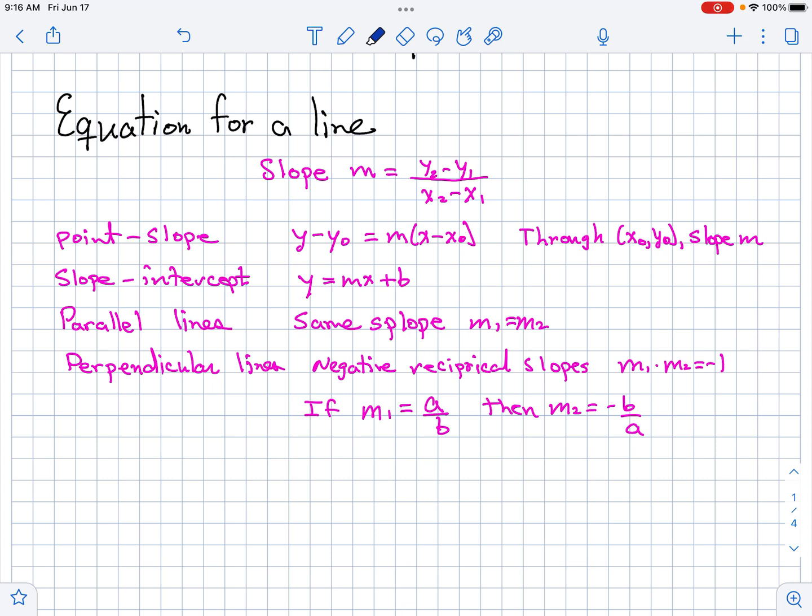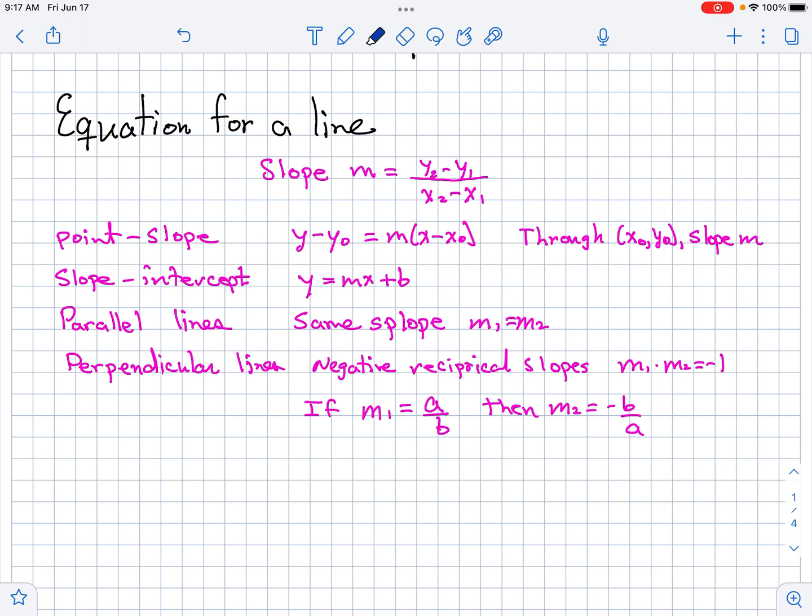Okay? Then you need to be able to write equations for lines. The point-slope form of a line, where if you're given a point and a slope, you can write it. And I've got them all listed here. The slope-intercept form is when you just take the point-slope form and solve for y. Remember, parallel lines have the same slope. Perpendicular lines have negative reciprocal slopes.